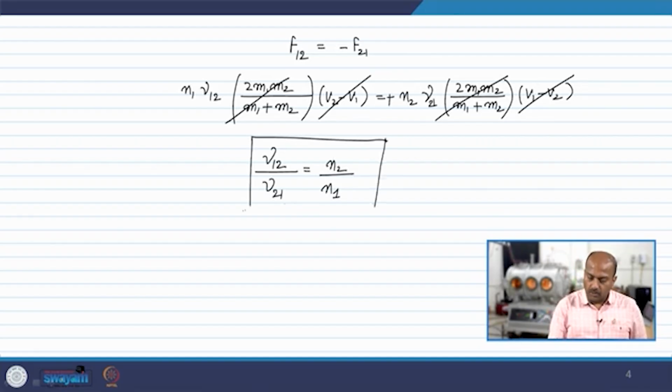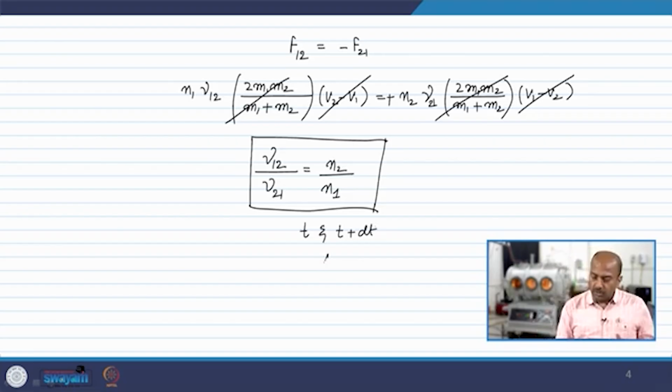So, what does it mean? The collision frequency of species 1 colliding with 2 is inversely proportional to the number density of species 1. This is one very important relation. The probability of collisions that terminate within a duration of t and t plus dt would be proportional to the collision frequency times an exponential.